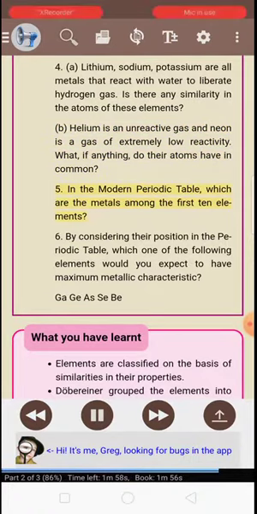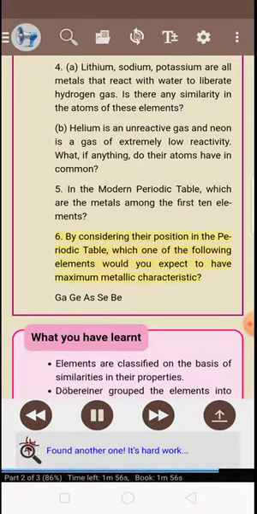5. In the modern periodic table, which are the metals among the first 10 elements? 6. By considering their position in the periodic table, which one of the following elements would you expect to have maximum metallic characteristic? A. Ga, B. Ge.